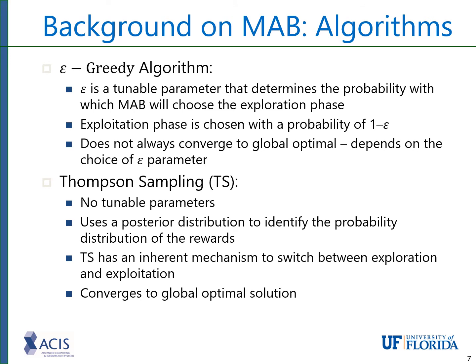The next algorithm is Thompson sampling, where there are no tunable parameters, and it uses a posterior distribution to identify the probability of the rewards. It has an inherent mechanism to switch between exploration and exploitation phases, and it has been shown to converge to the global optimal solution.